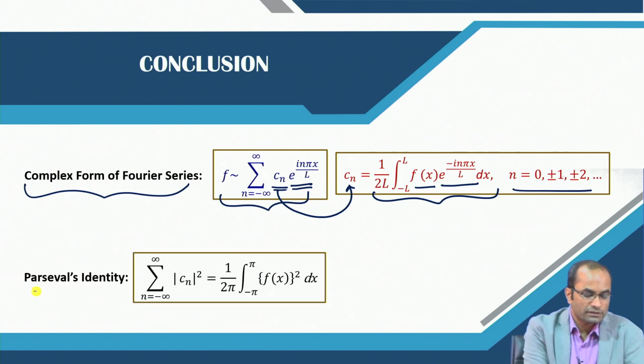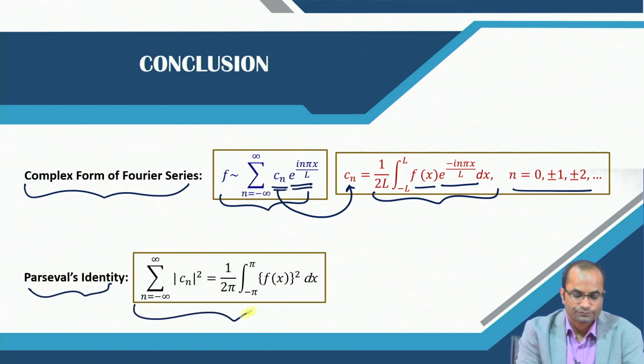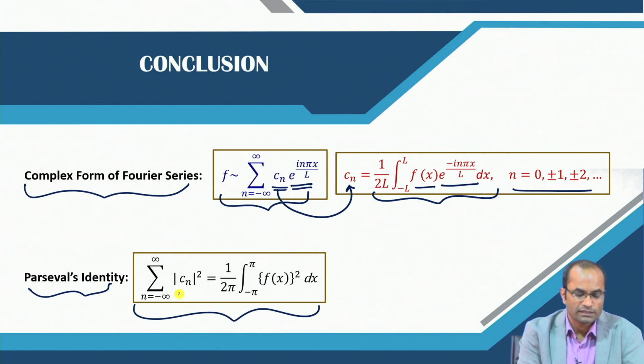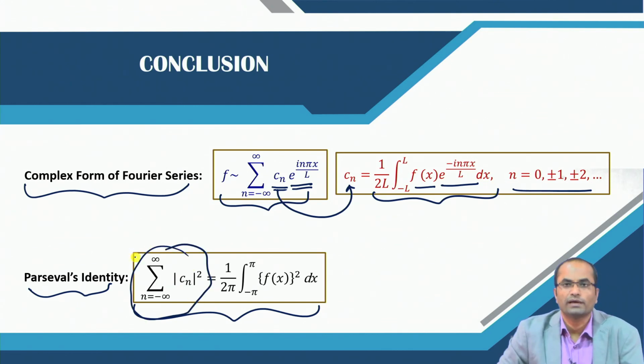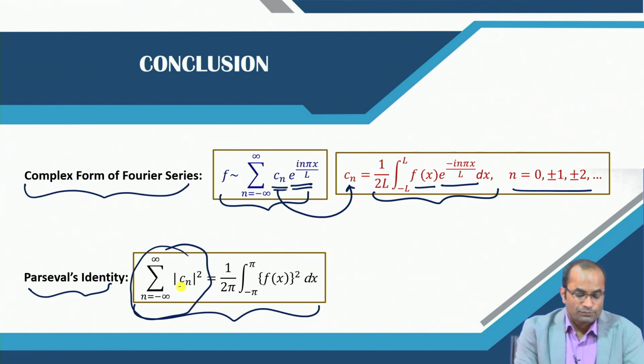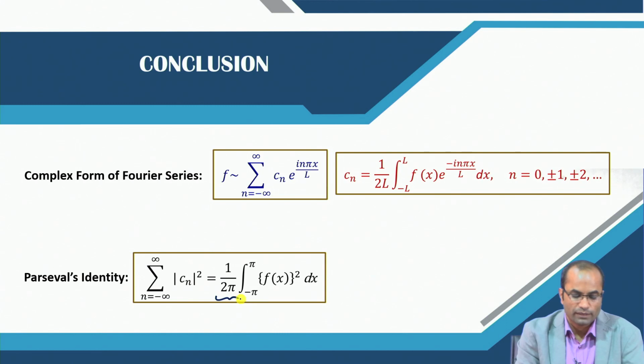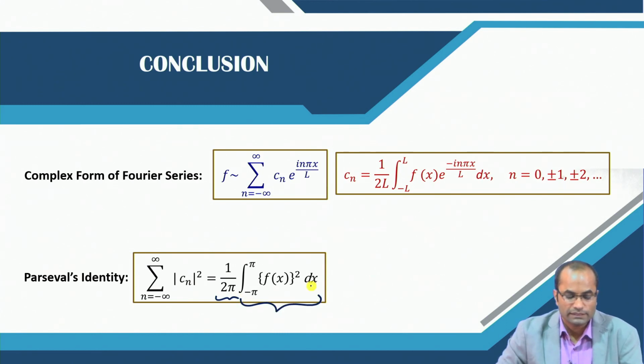We have also discussed Parseval's identity and used it for computing the sum of a series. So, Parseval's identity was: we have the sum of the squares of the absolute value, or the modulus, of C_n, the sum over minus infinity to plus infinity, and on the right hand side we have 1 over 2π and the integral from −π to π of f(x) whole square dx.